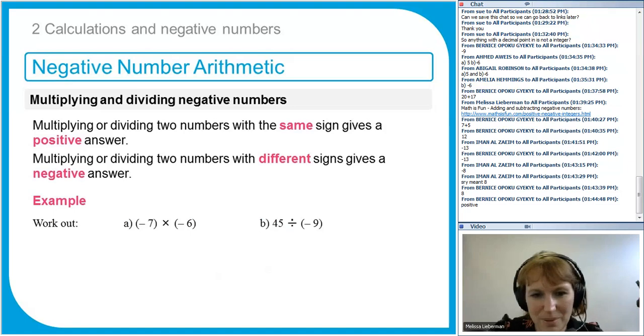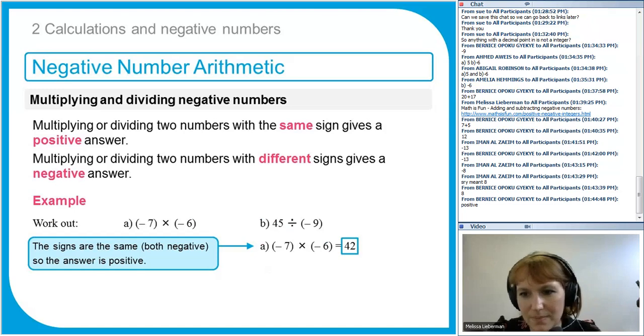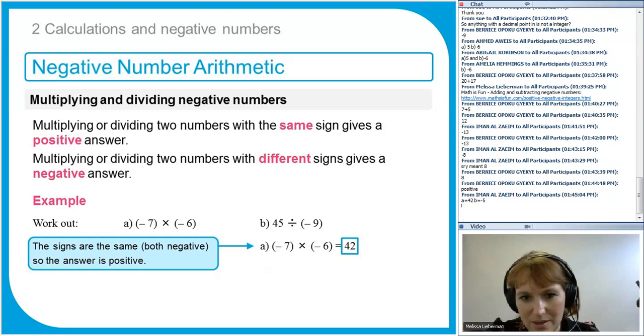So it's going to be positive. Good, Bernice. So we multiply those together, so we get plus 42. You don't really need to put the positive 42, you just put 42. Perfect, good. All right, how about the second one?